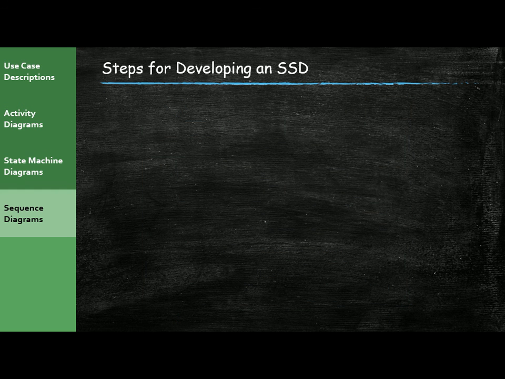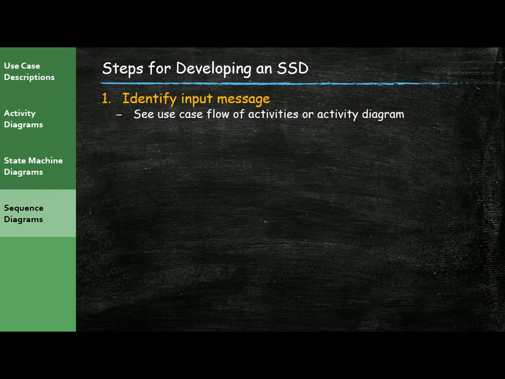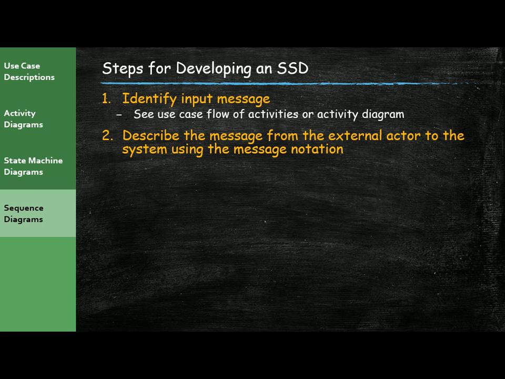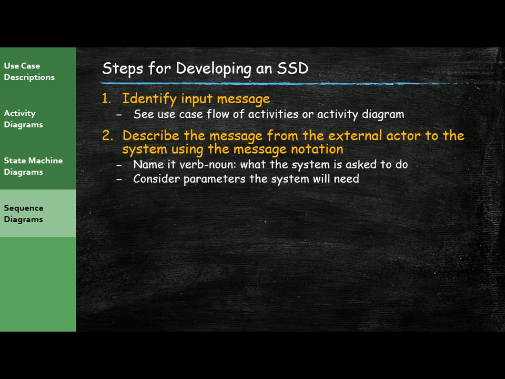So your steps to developing a sequence diagram. First, you're going to identify the input message. Use your key use case flow of activities in your activity diagram to determine what those input messages are going to look like. Describe the message from the external actor to the system using the message notation that we talked about. It's going to be a verb noun, so what the system is asked to do, and consider the parameters that the system will need.